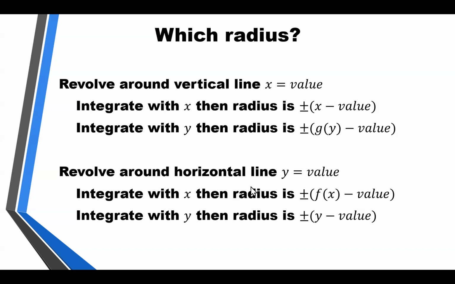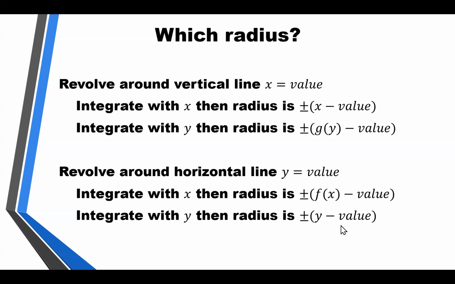It's flipped if we're using horizontal lines. Horizontal lines are always written as y equals some value. If we want to integrate with x, then the radius is going to be the expression minus the value, or the value minus the expression if the value is bigger. If I want to integrate with respect to y, and I'm revolving around a horizontal line, then my radius is going to be y minus that value, or the value minus the y, depending on which one is bigger.